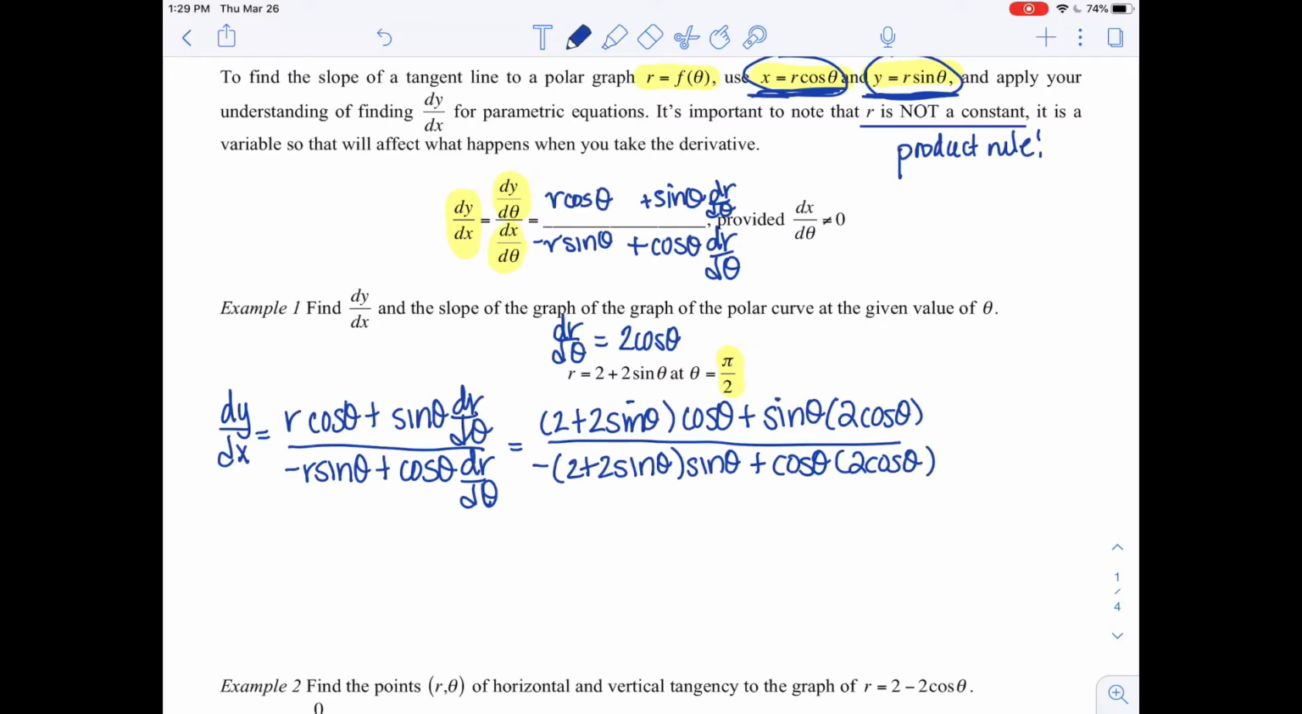If you want to see the entire derivative fully worked out for when you evaluate it at pi over 2, just take a look at the solution that I posted in our Google Drive.